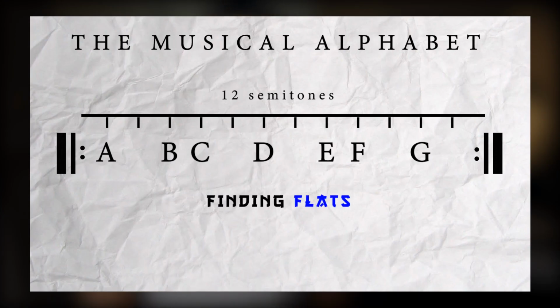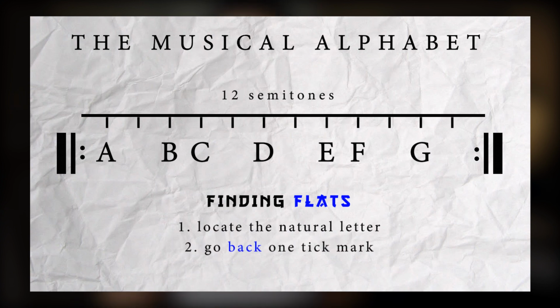To find where these notes go on our musical number line, just locate the natural letter and go back one tick mark. If this is B, B flat would be placed right before it, right underneath this tick mark. If you put it here, you'd be correct. C flat is a tricky one, but if you follow my directions from a second ago, all you have to do is locate the natural letter and go back one tick mark. If C is here, that means this tick mark is C flat and B.